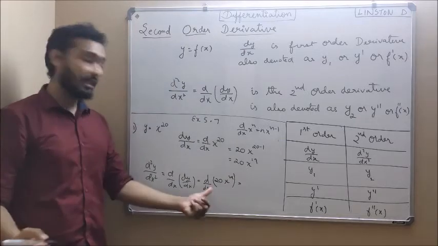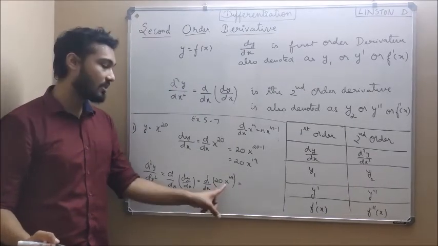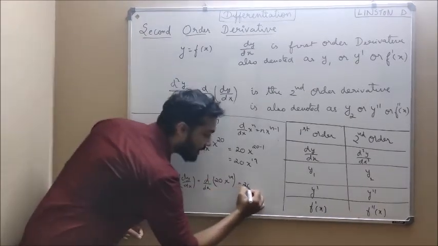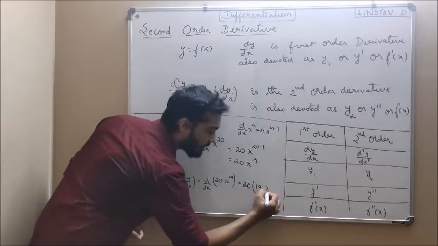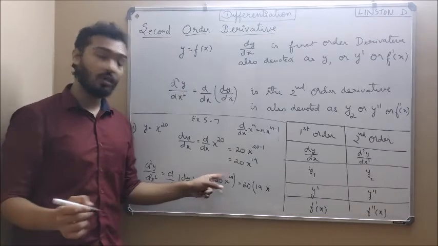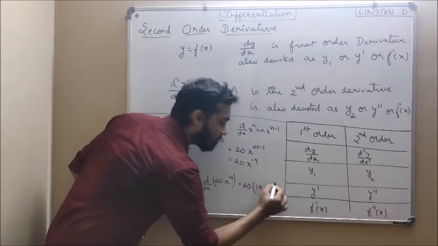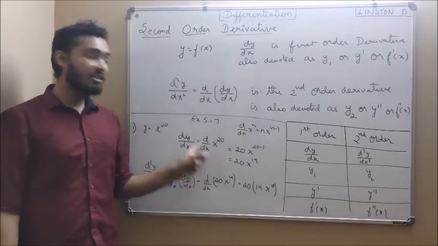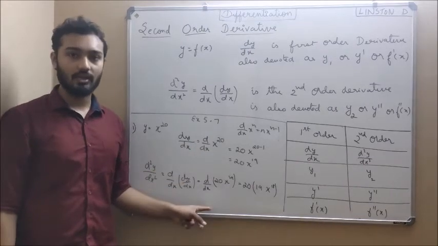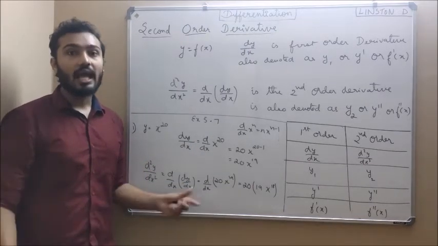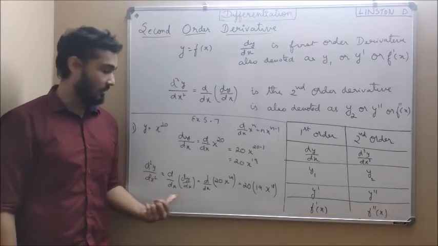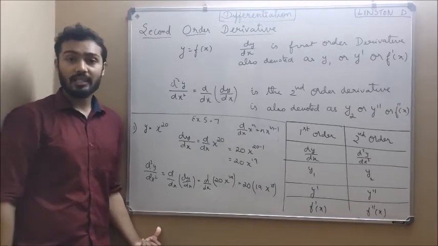Now differentiate. Here 20 is a constant, take it out. The derivative of x power 19 is 19 into x to the power 19 minus 1. So it is 20 into 19 into x to the power 19 minus 1. What is 19 minus 1? 18. So this is the answer. So this is the first order derivative, this is the second order derivative. I hope you understood how to differentiate and get the second order derivative. So pause the video and take note.